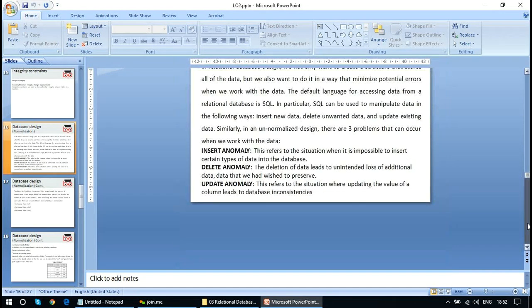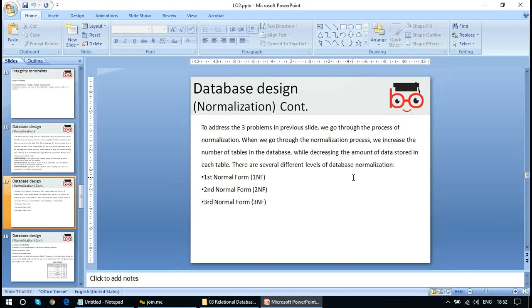Now let us see what it is. To address these three problems in the previous slide, we go through the process of normalization. In order to avoid these problems, we go through the normalization process. We increase the number of tables in the database. Like I gave you an example, possibly you propose 5 tables, and after normalization you are required to create 2 more tables in order to make it perfect.